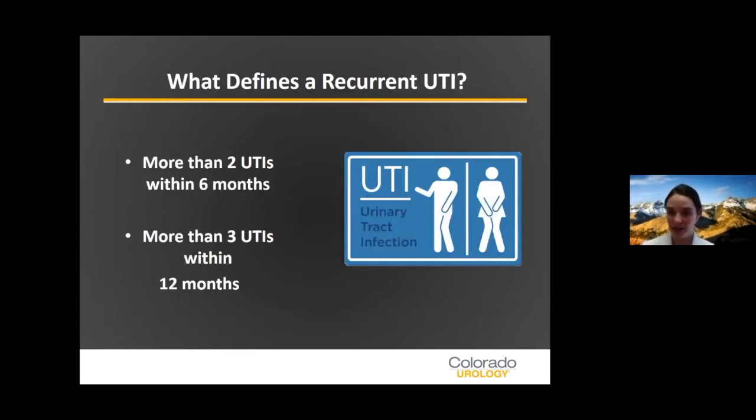So what's a recurrent urinary tract infection? That is when you get 2 or more UTIs in 6 months, or 3 or more in 12 months, which would be plenty for those of you who have had UTIs.